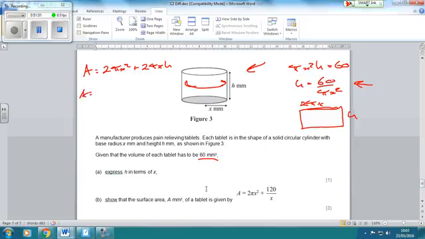A equals 2 pi x squared plus 2 pi x times the height, which is 60 over pi x squared. So the area equals 2 pi x squared plus 2 times 60, which is 120. The pi's cancel out, this x cancels out with one of these x's, leaving just one underneath, which is what we've got there. So those are the first 4 marks.